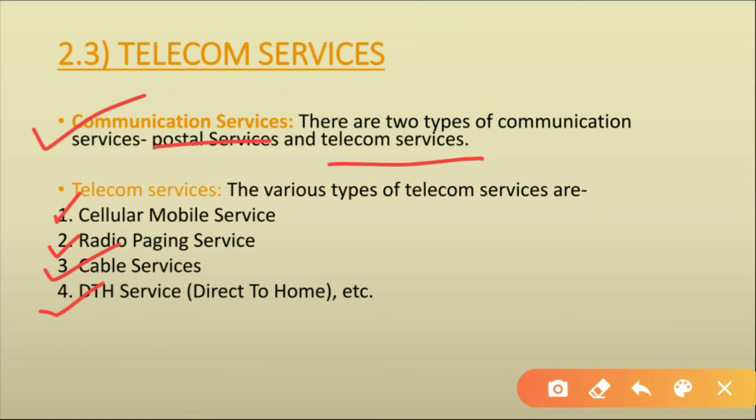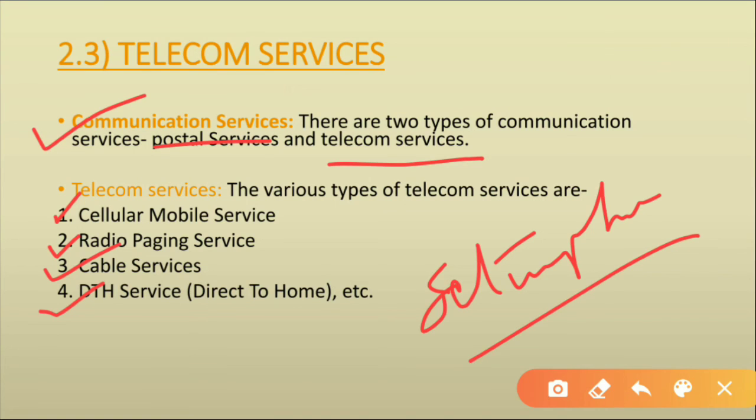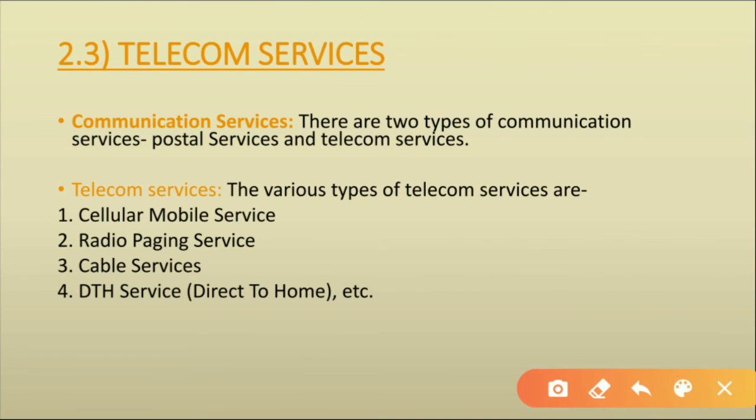So what is DTH service? In DTH service, the person requires a set-top box and an antenna. By using these, they can install the DTH service and avail this facility. In this DTH service, the person gets multiple channels, and these channels can be viewed on television. These days the cable service is not very popular; people generally prefer the set-top box type service.